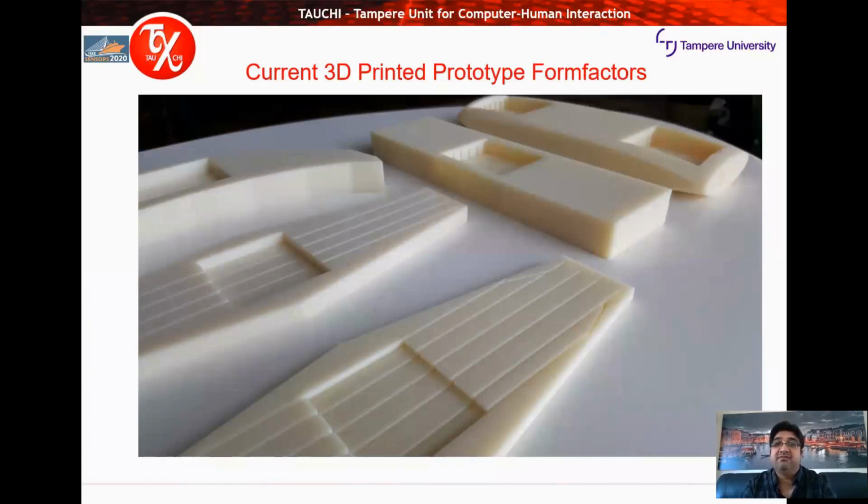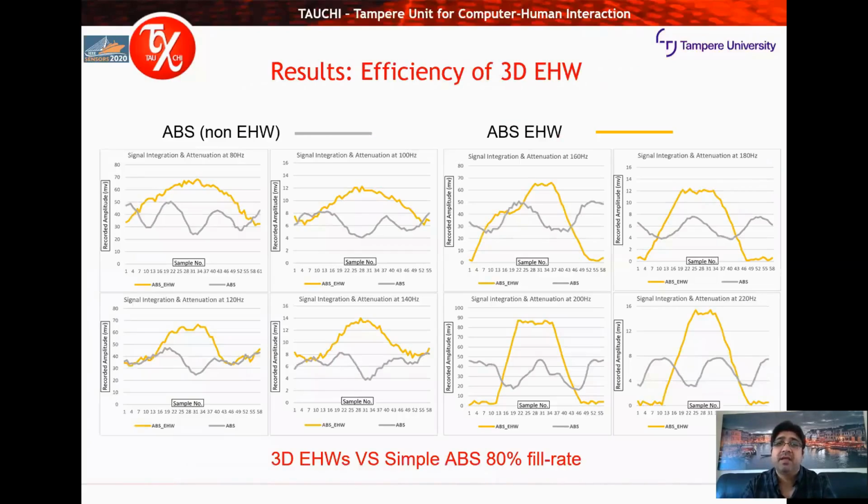In our testing, we created various shapes and contours of the embedded haptic waveguides and tested their efficiency compared to the conventional 3D printed surfaces. Here you can see a comparison of an ABS material with and without embedded haptic waveguides across the frequency bandwidth of 80 to 220 Hertz, sampled at 90 millimeters from the actuation source. We can clearly see that the embedded haptic waveguide surface, shown in yellow, is more efficient at relaying the applied sinusoidal signal, displaying minimum signal integration and attenuation across the entire applied frequency bandwidth.